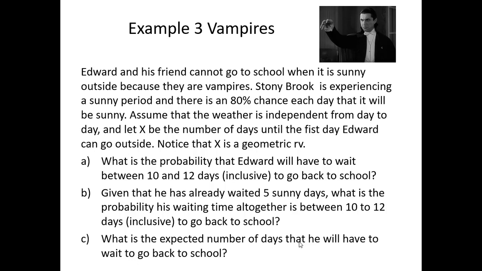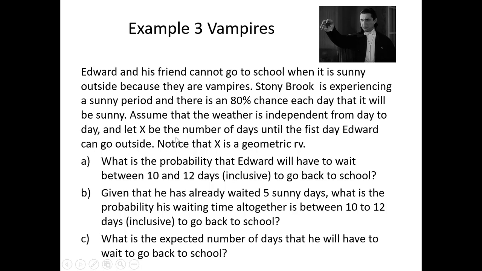Now, in this 3rd example, okay, well, let's say Edward and his friend cannot go to school when it's sunny outside because they're vampires. And not only are they vampires, suppose they live in Stony Brook, and Stony Brook is experiencing an extra sunny period. And there's an 80% chance each day that it will be sunny, and let's assume that the weather is independent from day to day.